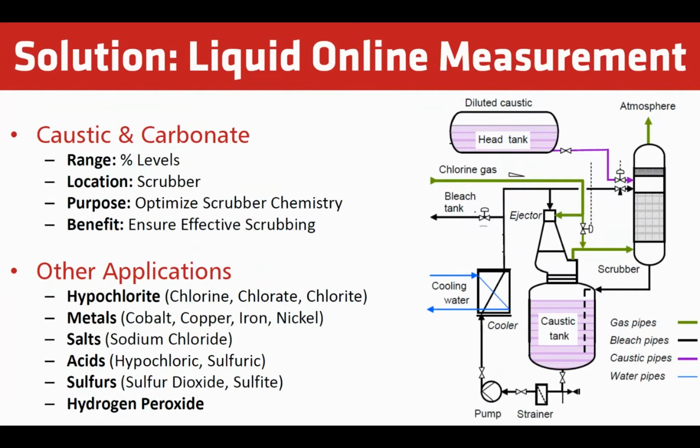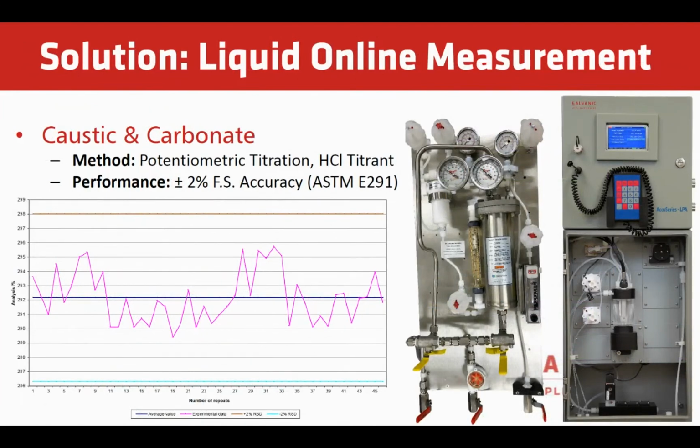Multi-parameter configurations can measure caustic, carbonate, and bicarbonate. Multi-stream configurations are also available to monitor complex scrubber systems. Several other compounds can be measured utilizing different analyzer configurations. Galvanic's AccuSeries analyzer monitors caustic following an approved ASTM method. Our analysis sequence guarantees plus or minus 2% full-scale accuracy and repeatability.